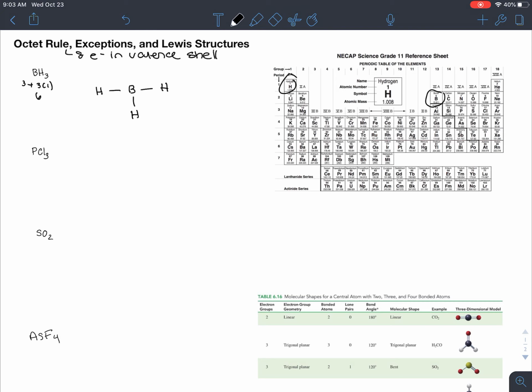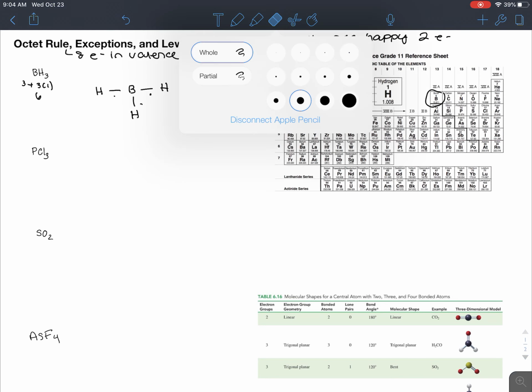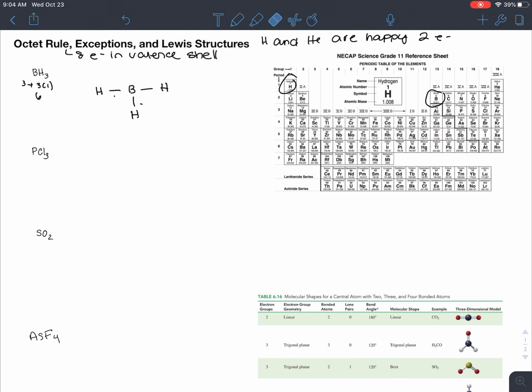Now, usually you want to satisfy the octet. So we know that helium and hydrogen are happy with 2. Since they only have an s orbital, the s orbital with 2 electrons is satisfied, becomes unreactive. So hydrogen is satisfied in this structure. Now I have 2, 4, 6 electrons in the structure, and I only have 6 total, so I don't have any more electrons to give or take. However, boron does not have 8.